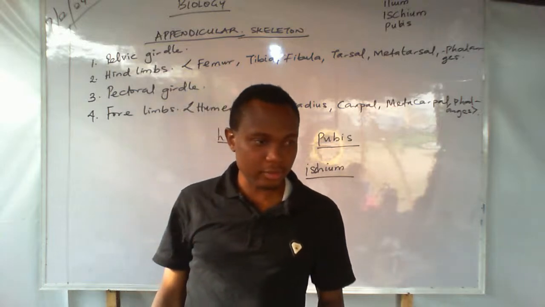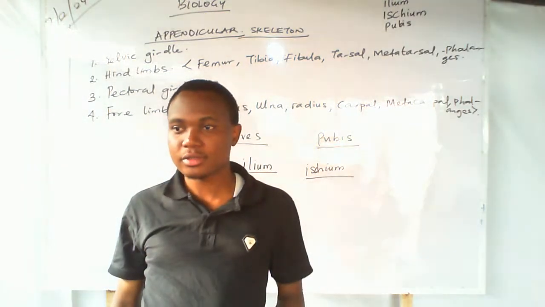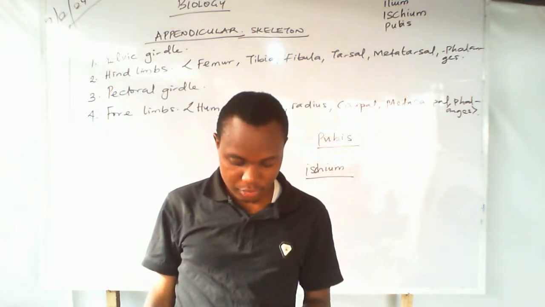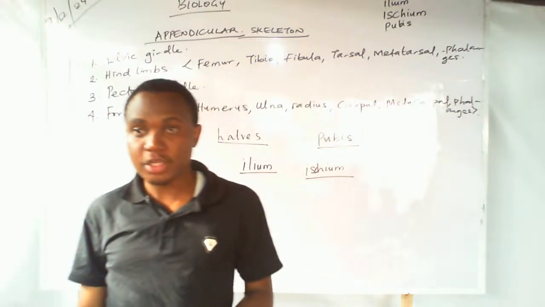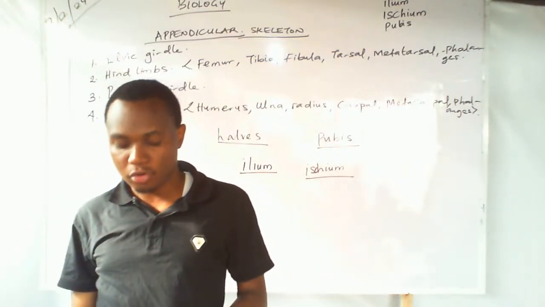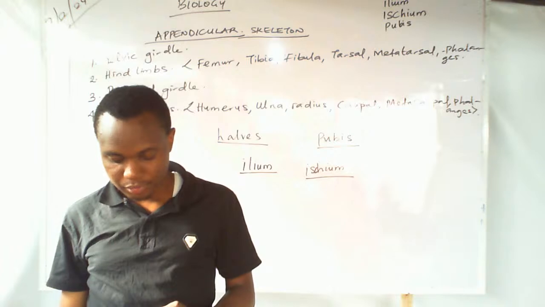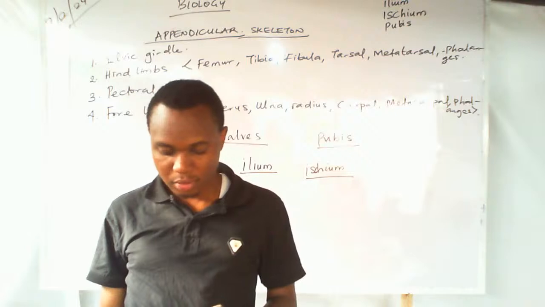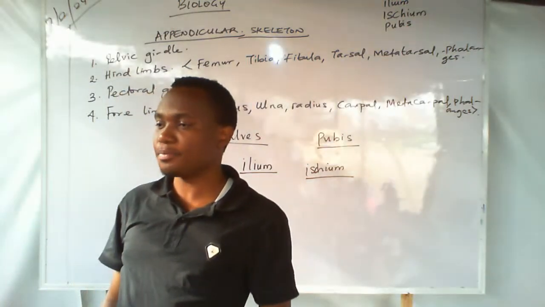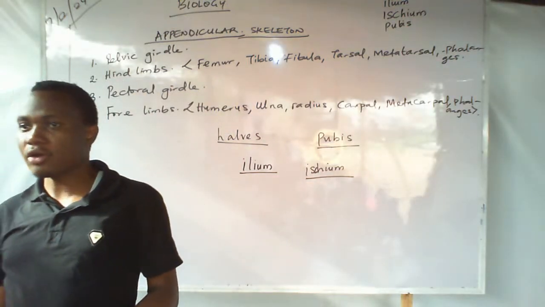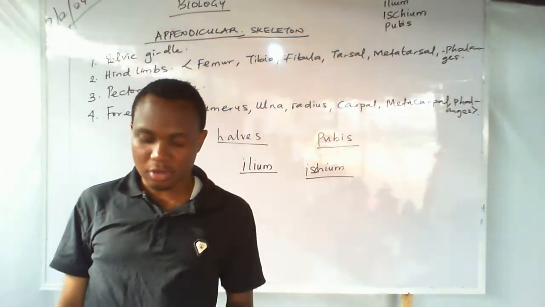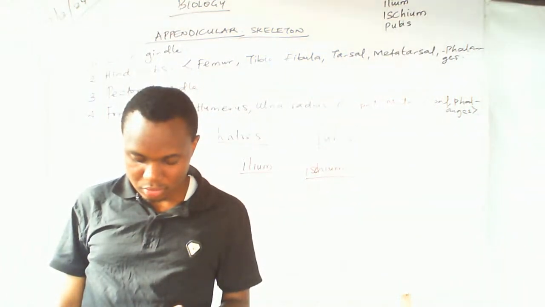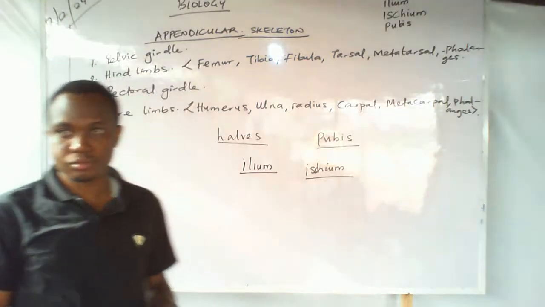I get it now? Yes, sir. Are you all with me? Yes, sir. Okay, now let's discuss these three bones. These three bones form a depression on their outer surface, called the acetabulum.